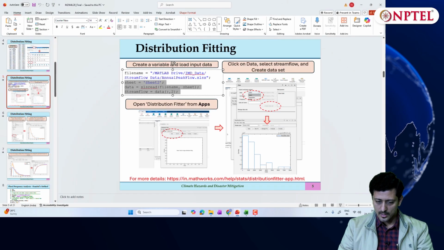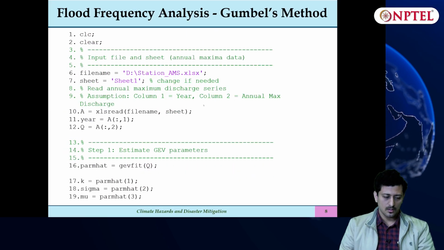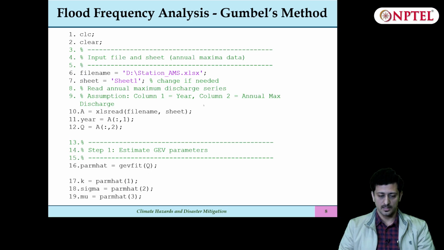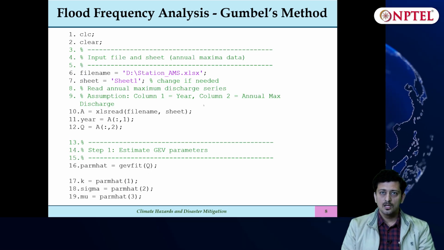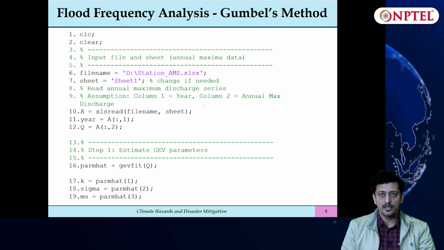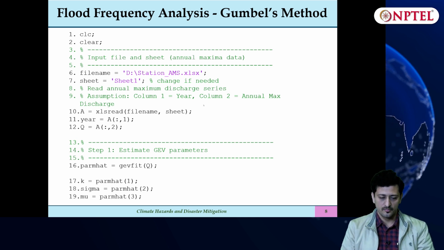So let us now understand the next aspect. We'll do flood frequency using Gumbel's method. We've already discussed the aspects of flood frequency. First you need to estimate the parameters. Once you estimate the parameters, you calculate the return periods and then you plot the FFA curves.